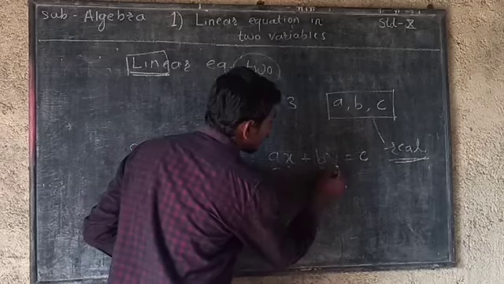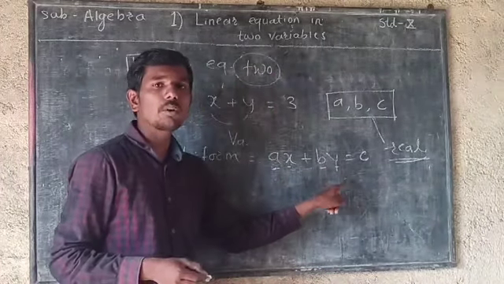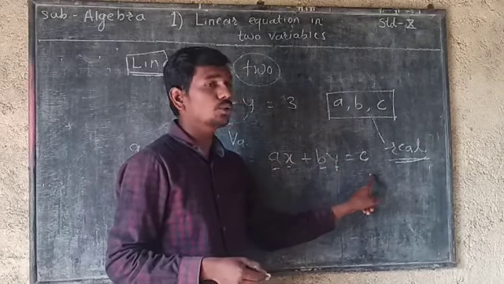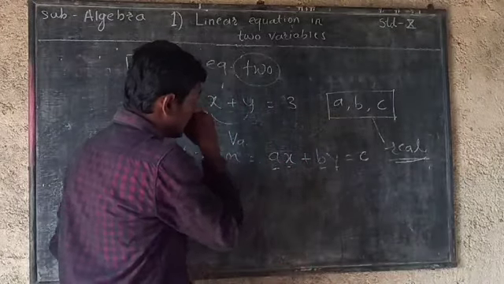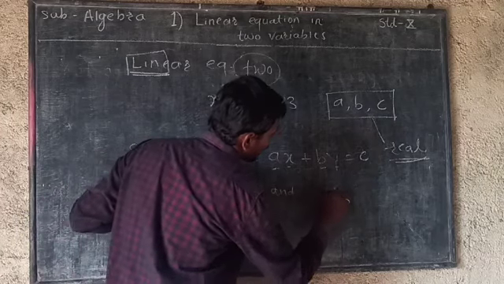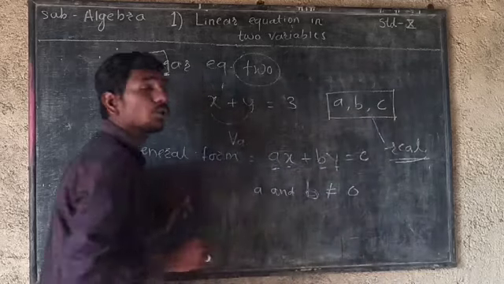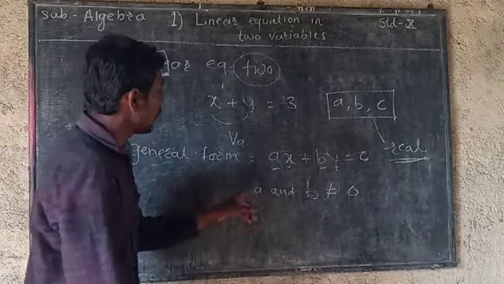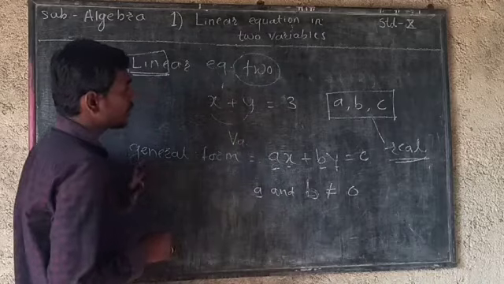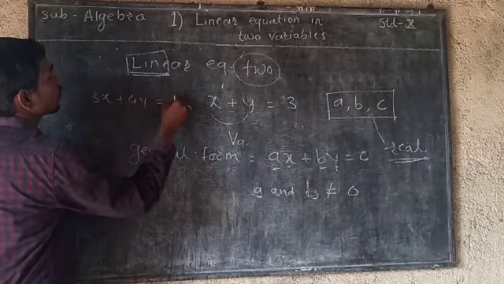So x and y both are variables. There are two variables, x and y. So a, b and c are the numbers. But the important thing is that a and b cannot be zero. The value of a and b can never be zero. Why? Because suppose here 3x plus 4y is equal to 15.